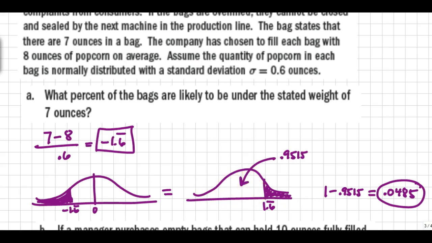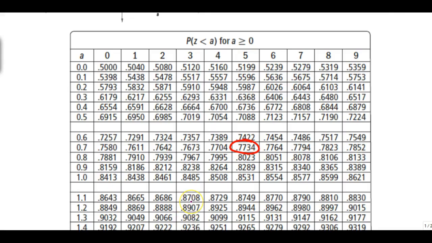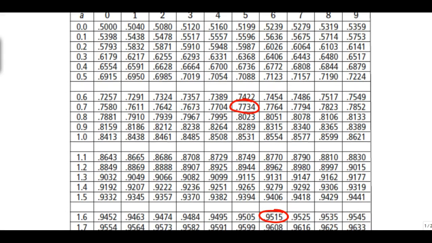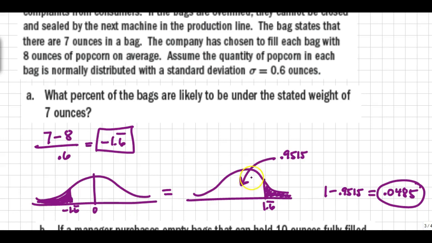So let's look that up. If I go to 1.66, because that's 1.6 repeating, we're not rounding here, we're just cutting off the number. So 1.66 is going to be right here at 0.9515. So the area from 1.6 repeating and lower is 0.9515.